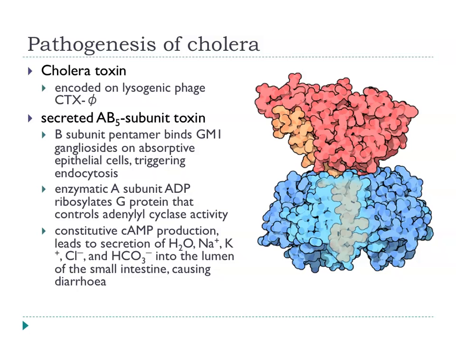What happens is you get a derangement of the physiology, you get cyclic AMP produced constitutively, and this leads to secretion of water, sodium, potassium, chloride ions, and bicarbonate ions into the lumen of the small intestine, causing diarrhea.